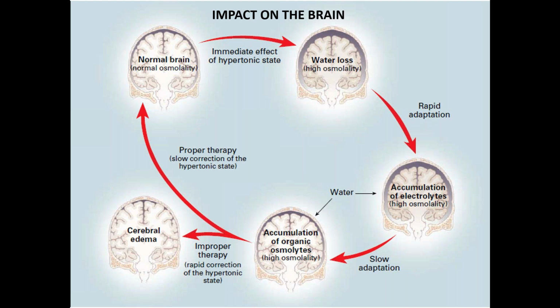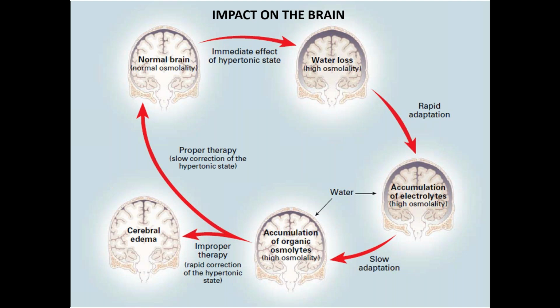Then gradually there is an accumulation of intracellular osmoles. The body starts producing osmoles like myoinositol, glutamine, and glutamate. They are osmotically active amino acids which can retain the fluid inside the cells. So, by slow adaptation, the body reaches a stage where it can exist in equilibrium with the externally altered osmolarity.